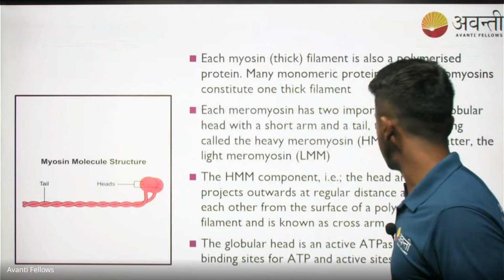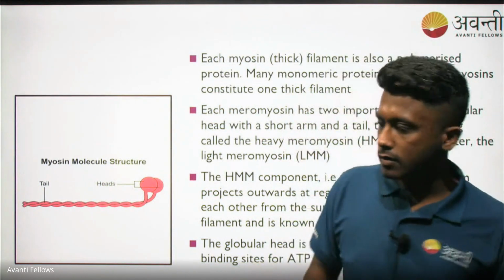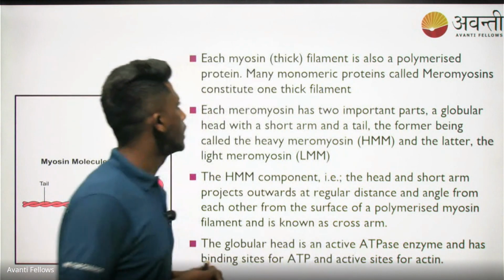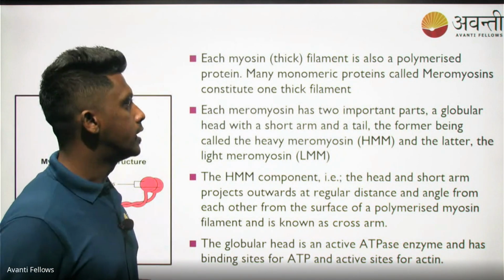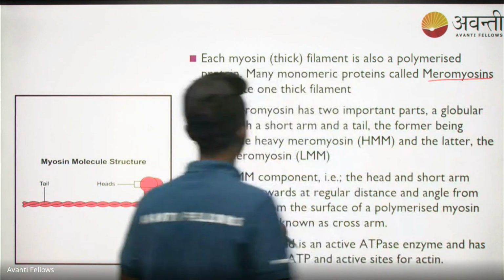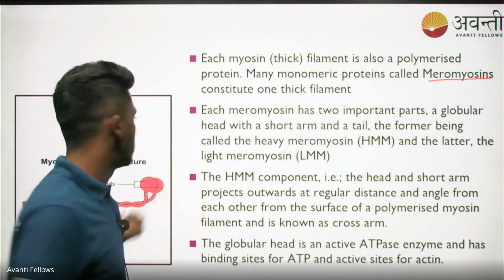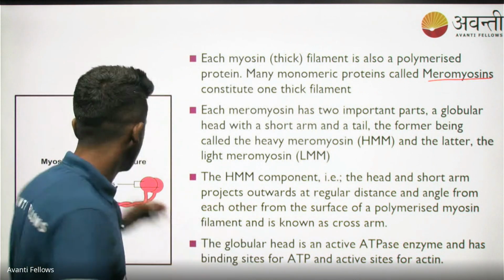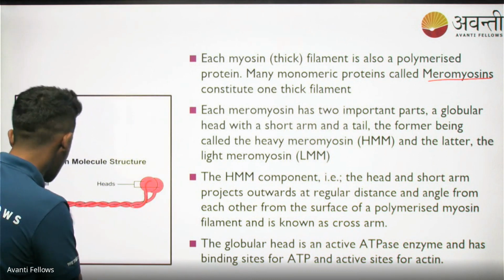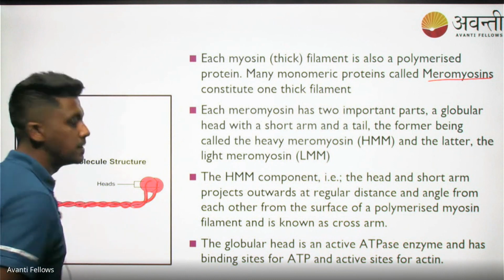Okay, so let's go for myosin. Myosin looks like a snake basically. Myosin is also made up of monomers; it is also a polymer protein. It is made up of monomers called meromyosins. These meromyosins make up one thick filament. This is one meromyosin, and this is another meromyosin. So there are two meromyosins, which make it a polymer.